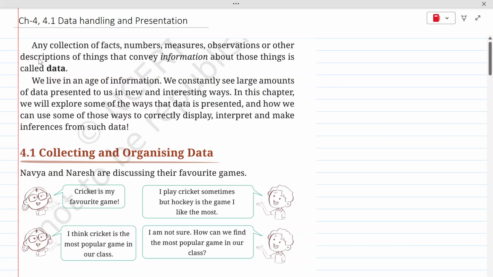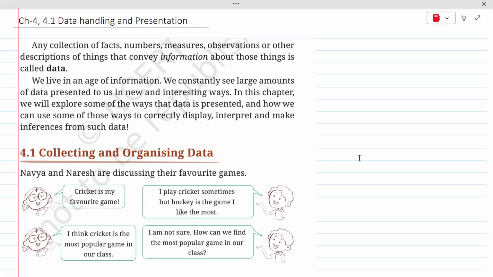Next, we live in the age of information. We constantly see large amounts of data presented to us in new and interesting ways. So in this chapter, we will explore some of the ways that data is presented and how we can use some of those ways to correctly display, interpret, and make some inferences from such data. So what is being told here is that we can have this data in many different forms. It can be in the form of a pictograph, bar graph, table, or charts.